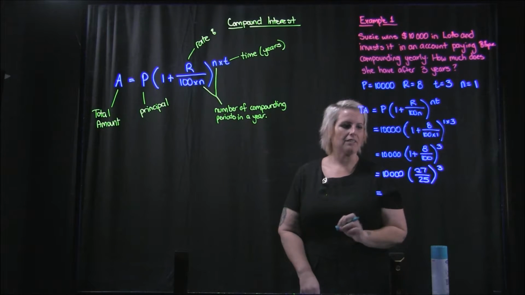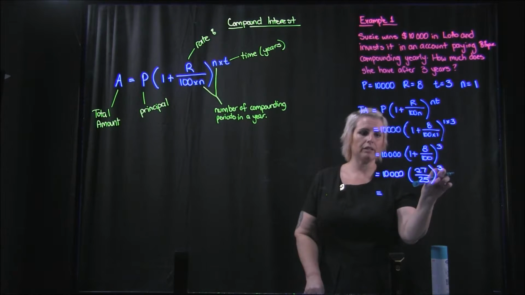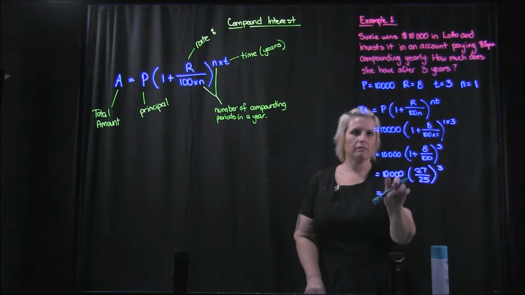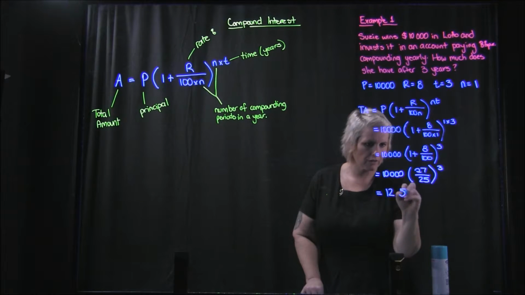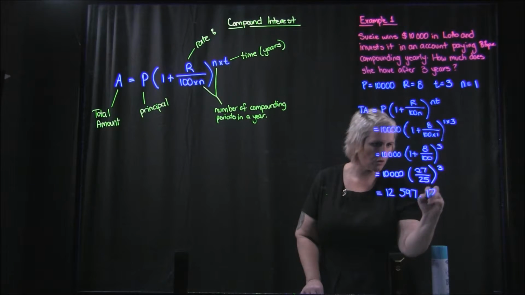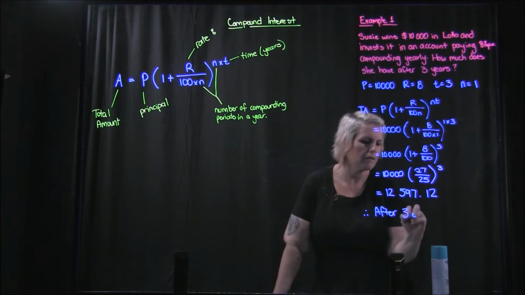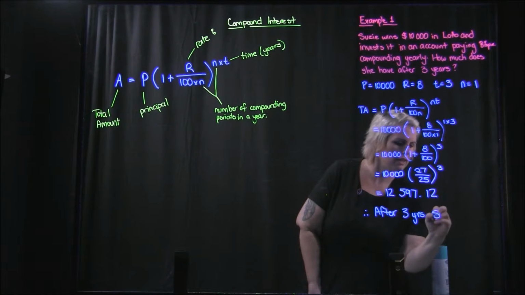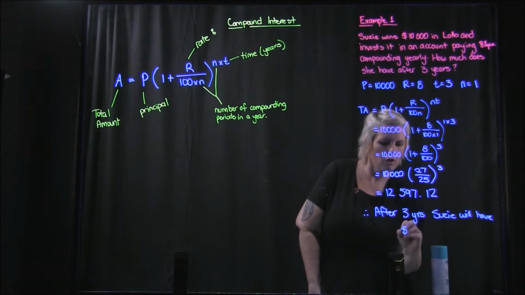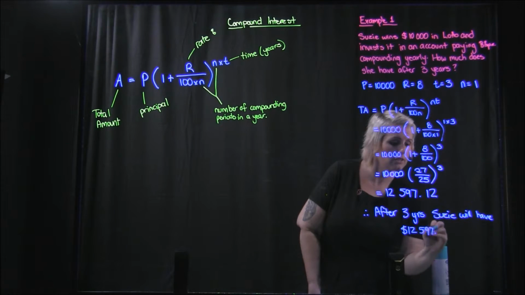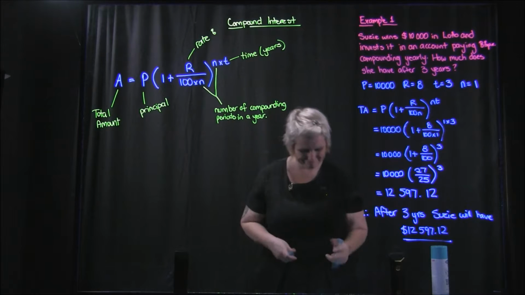Then we just multiply by 10,000. So we work this one out here, 27 divided by 25 to the power of 3, and that answer multiplied by 10,000. And what we end up with is $12,597.12. Okay, so after 3 years, Susie will have $12,597.12. It's a nice little addition to her $10,000 win.